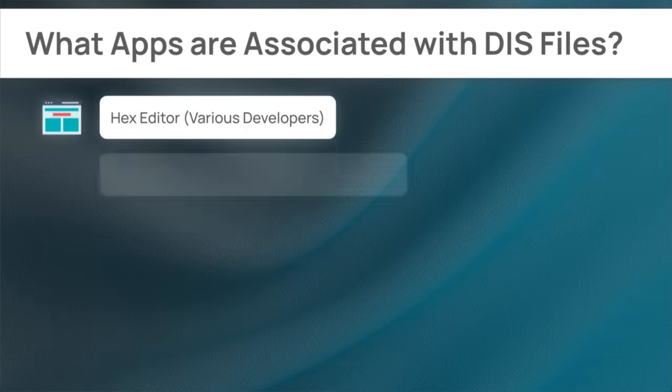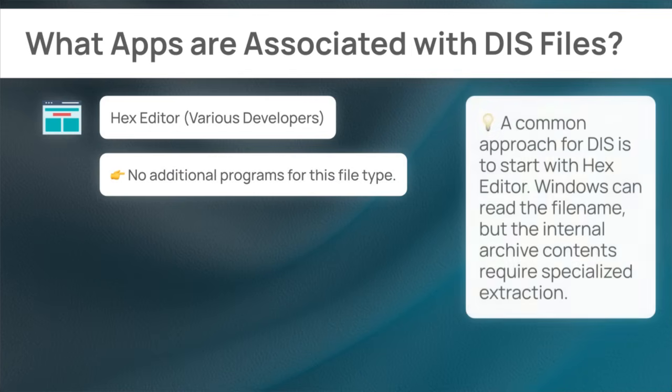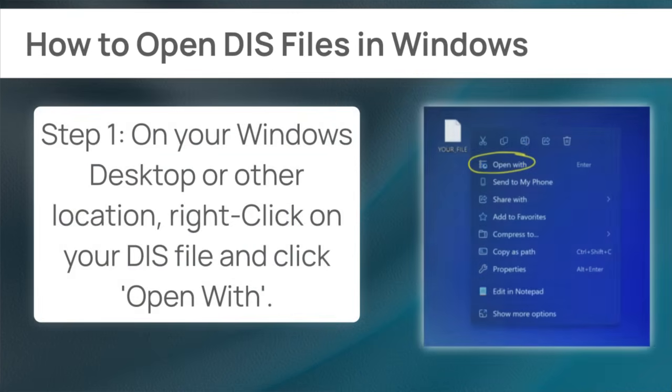For DIS, the correct first move is opening it with Hex Editor. Windows can read the file name, but the internal archive contents require specialized extraction. Windows offers no decoding ability, so a compatible legacy viewer is essential. The first step is testing the ecosystem.